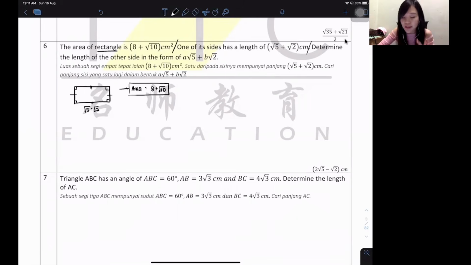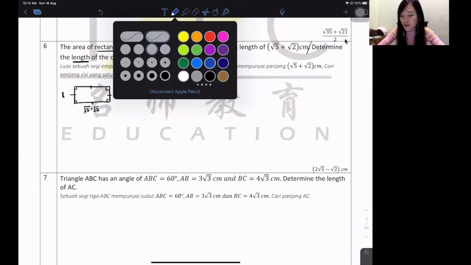Next one, determine. Find the length of the other side. So if we say the panjang now is square root 5 plus square root 2, now we want to find the lebar part. So the lebar part, let's say called L. You can put any alphabet you like, okay? But I just want to call it L. So now they want me to find L. They say in the form of this. So later on, your answer must look like that again. So again, how do I do it? What is the only thing they provide me now?